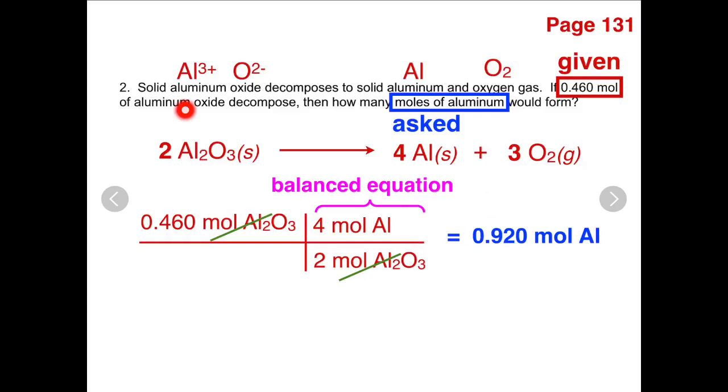So that means if you have 2 mole of this, it's going to decompose to 4 mole of this. But if you have less than 2 mole, 0.46 mole, then it's going to decompose to only this much of aluminum, 0.920 mole.